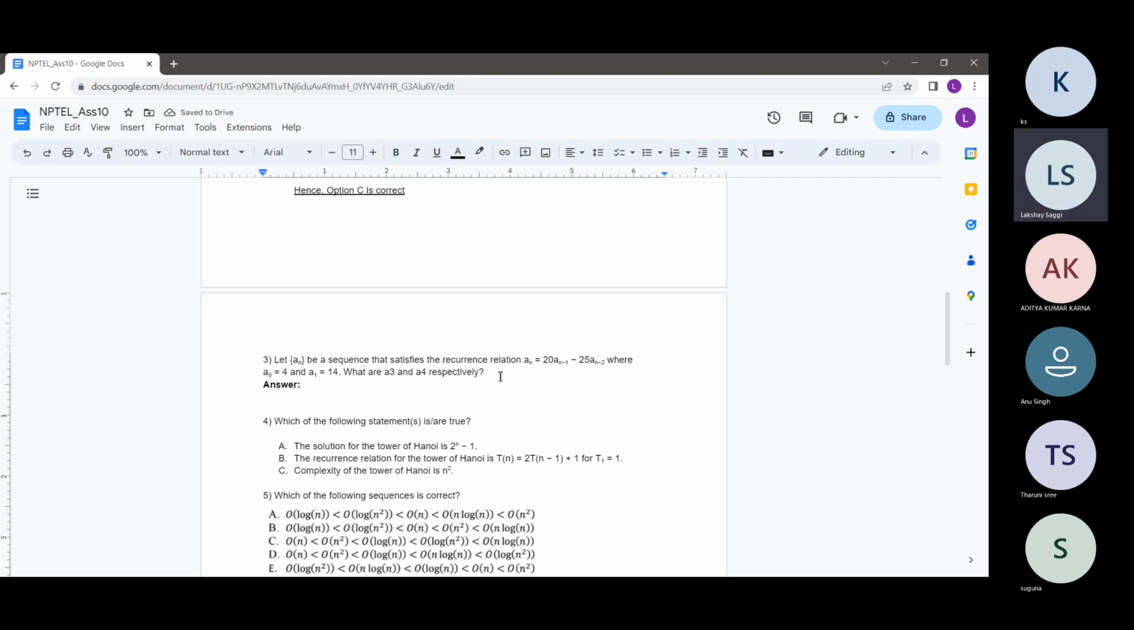So the third question says: let a_n be a sequence that satisfies the recurrence relation a_n = 20 a_{n-1} - 25 a_{n-2}, where a_0 is 4 and a_1 is 14. We need to find the values of a_3 and a_4.